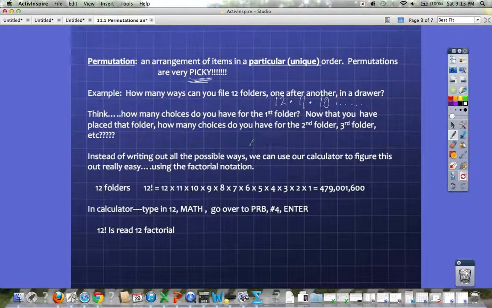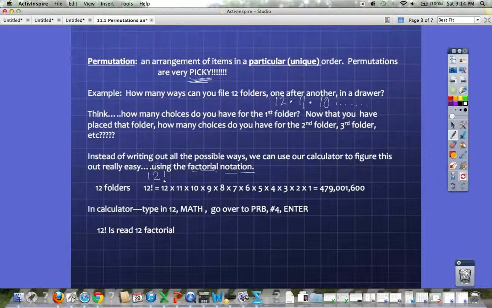So each time you're taking one away. Instead of writing out all the possible ways, we can use our calculator to figure this out really easy. It's called using the factorial notation. Okay, we have 12 folders, and that will be 12, and this exclamation point is really factorial in math.